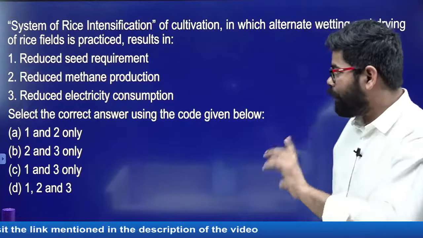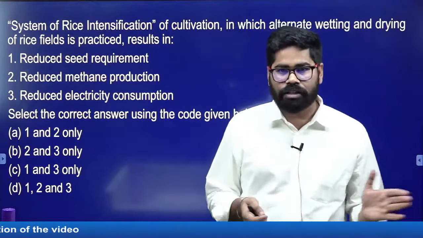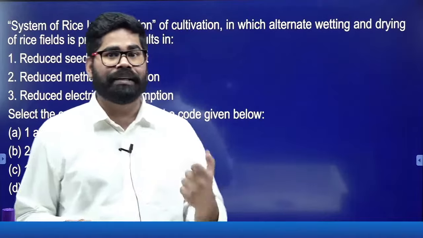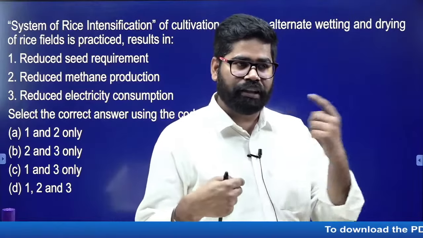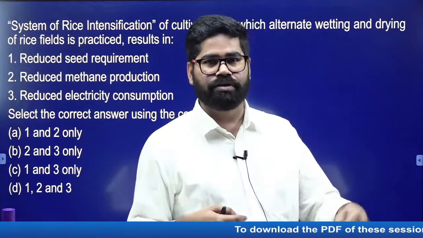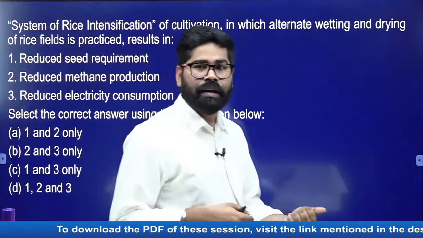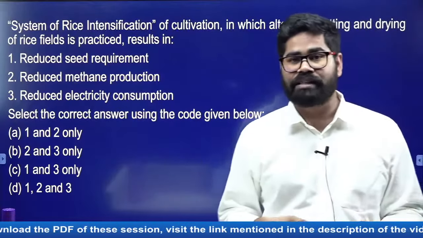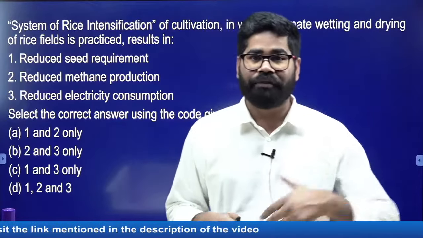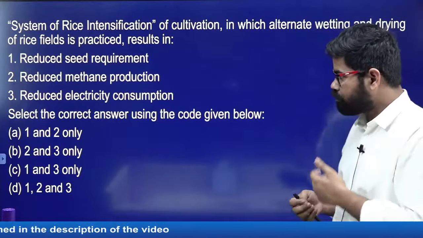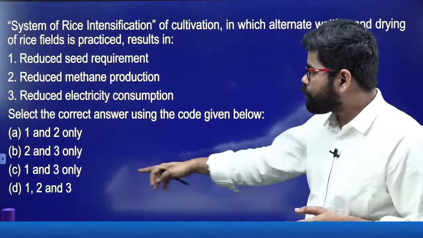Now, the main thing is not about solving this question, but in the case of agriculture, in the past 3 or 4 years, the number of questions from the agriculture section has been increasing. So the first thing you have to do is try to find out what the different methods of farming are, such as zero budget natural farming or zero tillage farming, this system of rice intensification, or organic farming. Try to see what they are, what their benefits are, and why we are going for them. So here the answer will be D, that is 1, 2, 3.